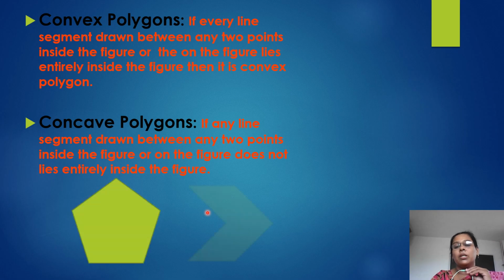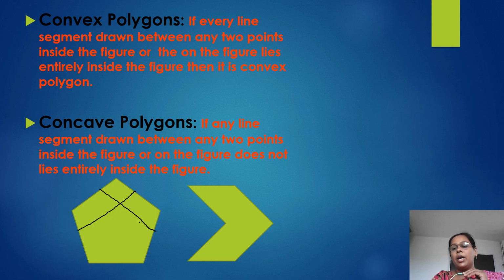Now see the figures. In this figure, if you consider 2 points and join these two, from here we consider the point and join, just a minute, draw the line. Now these are the 2 points and this line lies entirely in the figure. Consider any 2 points. Here we consider 1 point and on this line we consider the point, and if you join that segment, it lies in the interior part of the figure, which means it is a convex polygon.